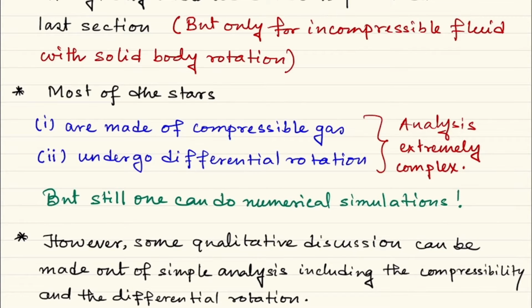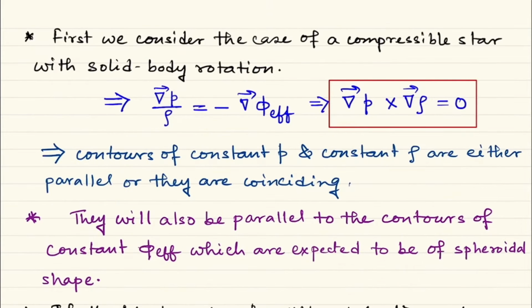Now in this lecture we will just discuss some qualitative things, but these qualitative things will be discussed in the light of some simple, very small one or two line analysis, including the compressibility and the differential rotation. Maybe the differential rotation will not be included in this lecture, to be very honest, but only we will take the compressibility into account.